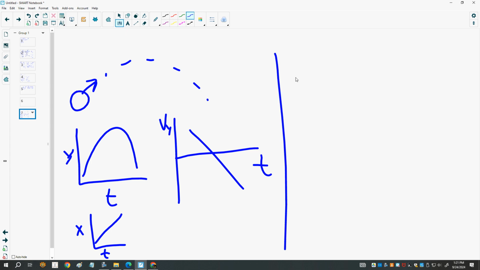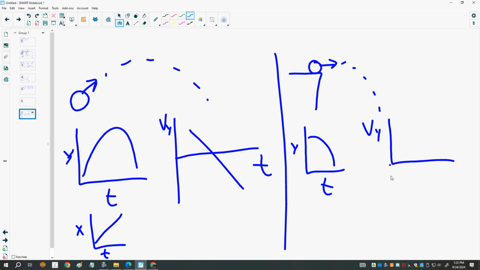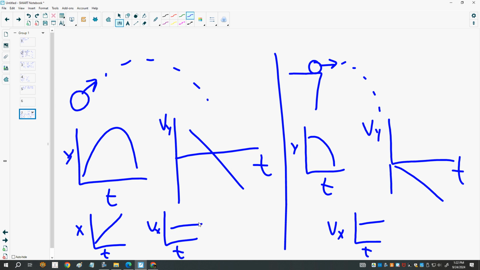If I have a situation like we did in lab where it's coming off of a horizontal table like that, it's a lot the same, except my y versus t now is just half of that, and my vy versus t is like that, and then my vx versus t is going to be constant. Likewise, over here, Vx versus t is constant. So be able to know what those graphs are, but if you got the graphs in the video lab, then you should be just fine with this.